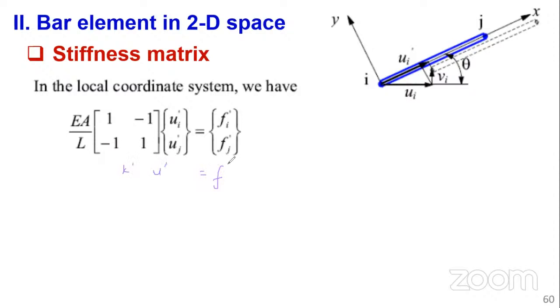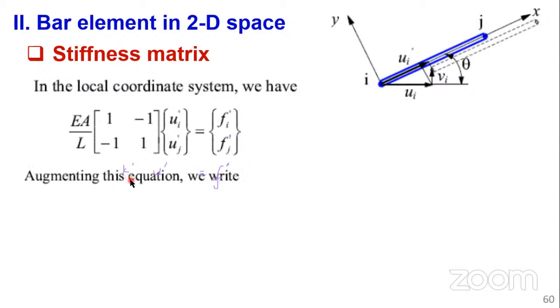Now we can introduce these prime symbols so that we have F elemental. This is what we now have. This one is what you have in your notes from the previous class, but now we are introducing this prime to show it's in the local coordinate system. Because what remains is to get the stiffness matrix transformation, or transformed stiffness matrix, for the whole structure.